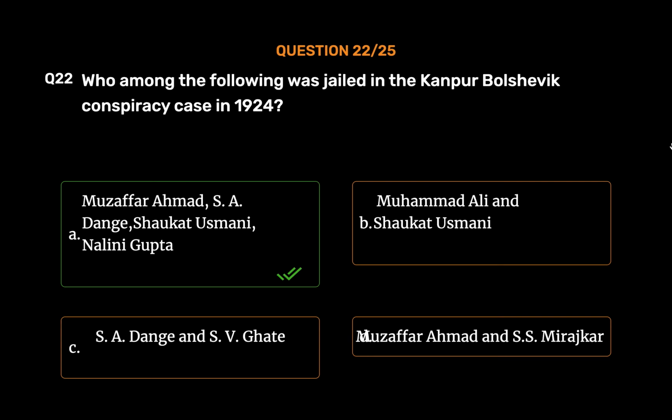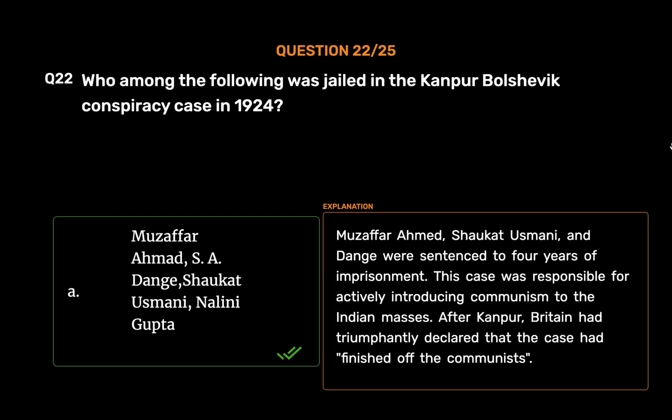Muzaffar Ahmad, S.A. Dange, Shaukat Usmani, Nalini Gupta. Muzaffar Ahmad, Shaukat Usmani, and Dange were sentenced to 4 years of imprisonment. This case was responsible for actively introducing communism to the Indian masses. After Kanpur, Britain had triumphantly declared that the case had finished off the communists.